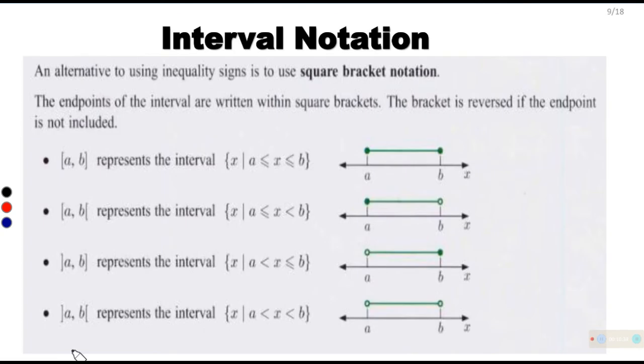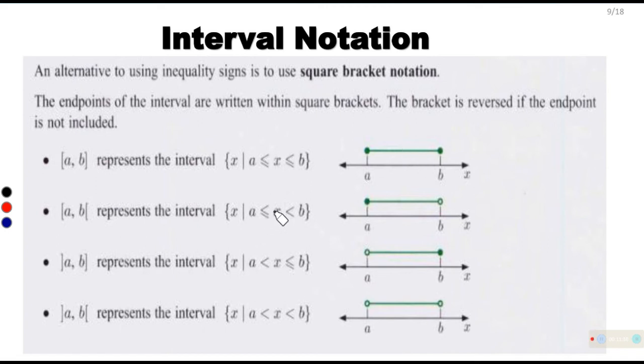Now we have the interval notation for inequalities. An alternative to using inequality signs is to represent the inequality using a number line. In the first example, the interval of the inequality is closed: a is less than or equal to x less than or equal to b. So the circles on a and b will be shaded and we join the line together. This is a closed interval.